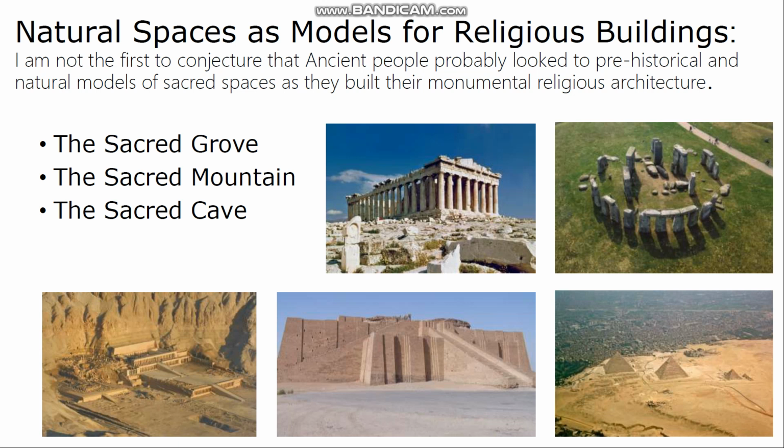And I think that when you think about that, that helps to explain a lot about the decisions people made in the very beginnings of architecture, the very earliest of architecture, because a lot of them seem to be organized around the ideas of a sacred cave or a sacred grove or a sacred mountain.